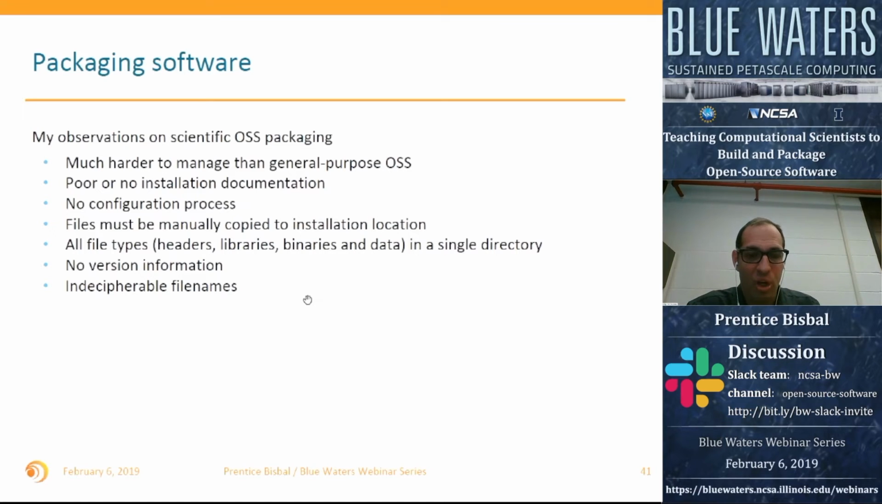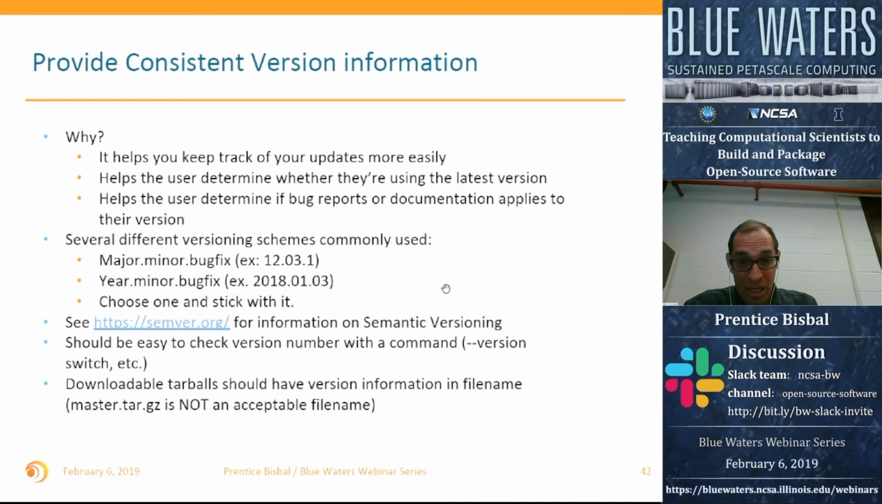So some suggestions: provide consistent version information in your software. If you go to the website semver.org, it's basically a standard for semantic versioning, and it explains what semantic versioning is and how and when you should increment your different version numbers. For example, when do you uptick your bug fix version? When do you increase a minor version number? When do you increase a major version number?